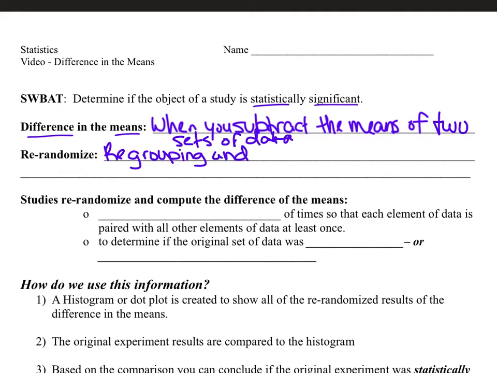So it's taking all the data. You had two groups: one didn't get something, one did. You figure out their average, and then you mix them up and pretend like it's just one big group, and then separate them randomly. That's what regrouping is. So after you've done your experiment, you mix up the data and pretend it doesn't matter who's grouped with who, without regard for the object being studied.